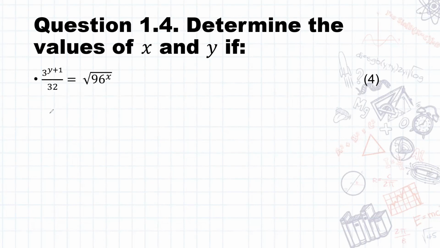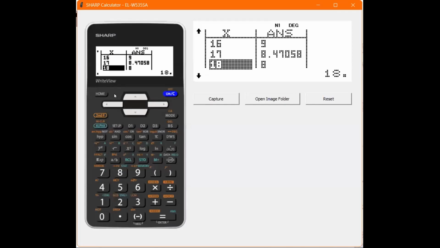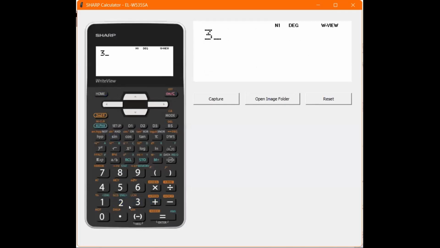So I'm just going to break everything down. We've got 3 to the y times 3 to the 1. And 32 is really 2 to the power of 5. You can find that quickly on your calculator. We'll type in 32 and press equals, and then say second function and prime factors. And that gives us 2 to the 5. Let's do 96 quickly as well. We've got 96 equals, second function prime factors. And that gives us 2 to the 5 times 3.